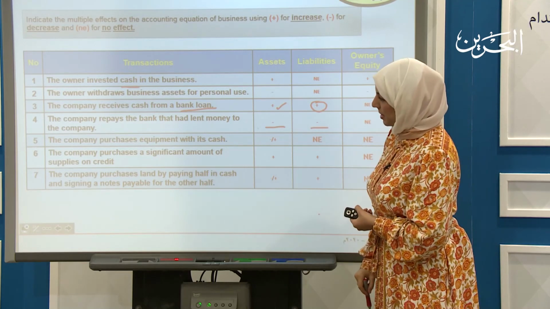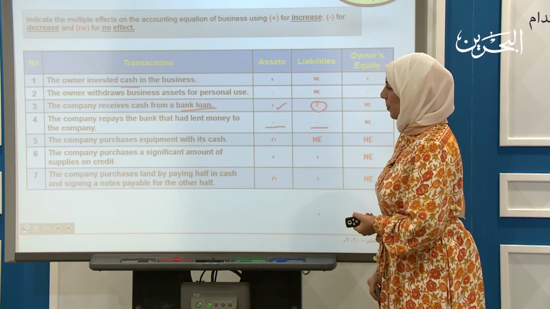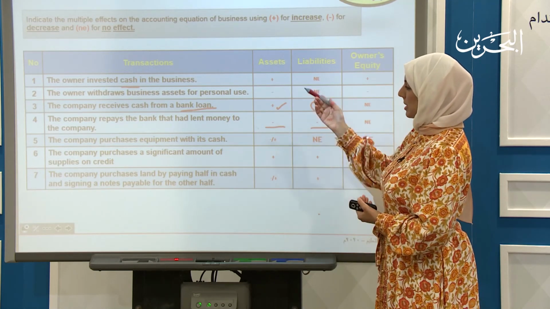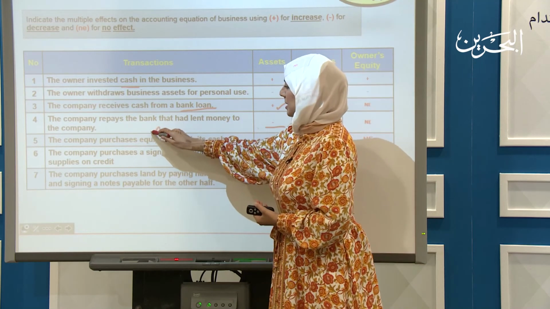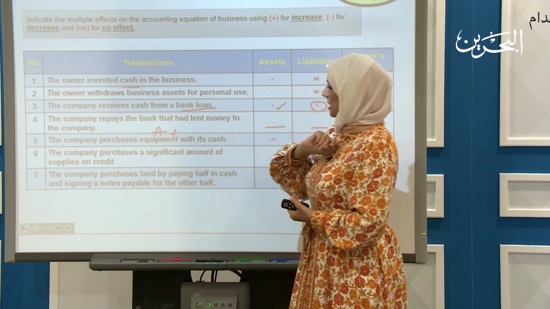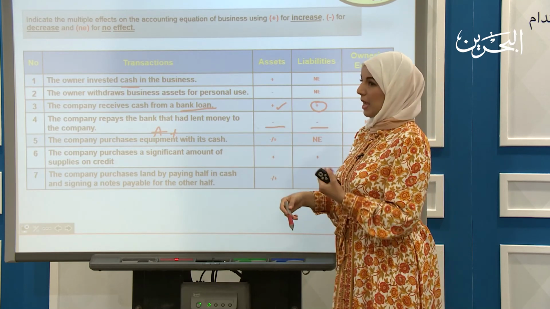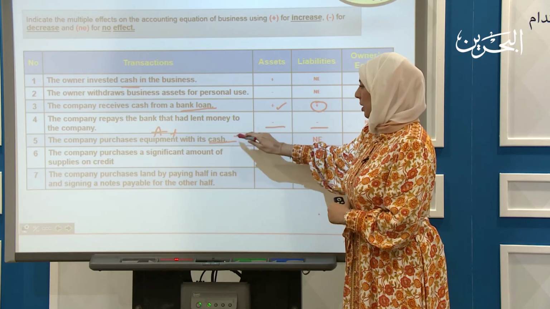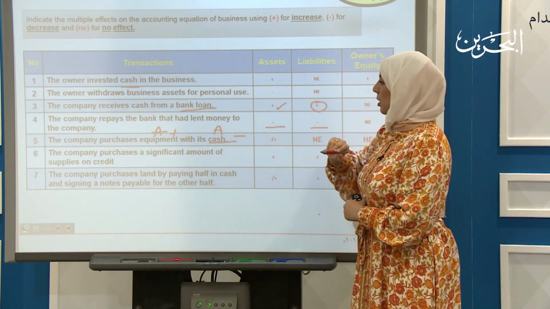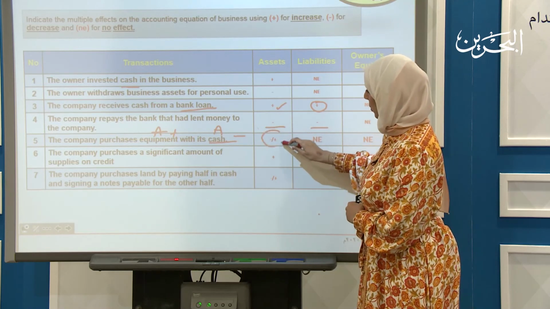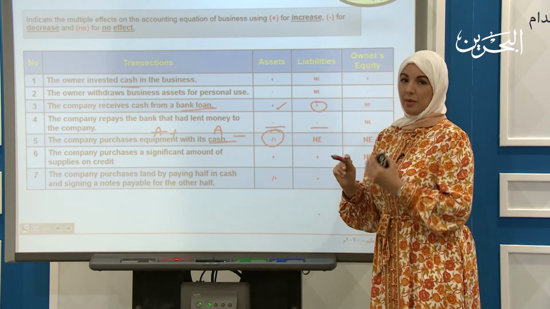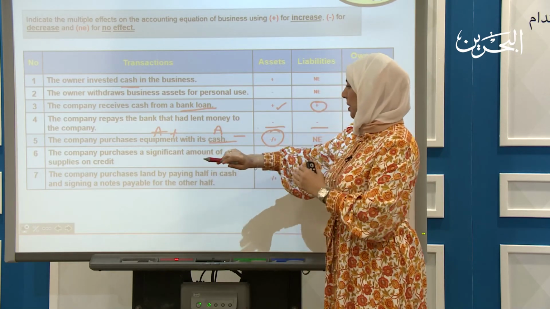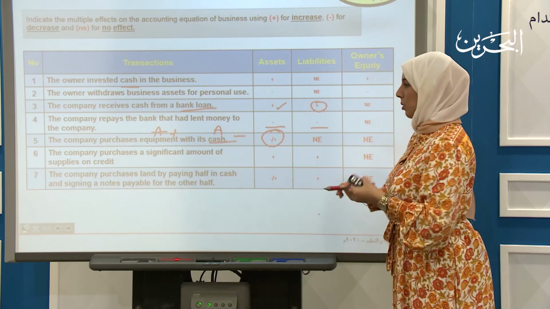Moving to the fifth transaction, the company purchases equipment with its cash. If I purchase equipment, the equipment will increase, and I know that the equipment is an asset, and this asset will increase. And I pay cash for it, so the cash will decrease, and I know the cash is also an asset. So the effect, both of them will be on the asset side. One increases when I'm buying the equipment, and the other decreases when I pay the cash.